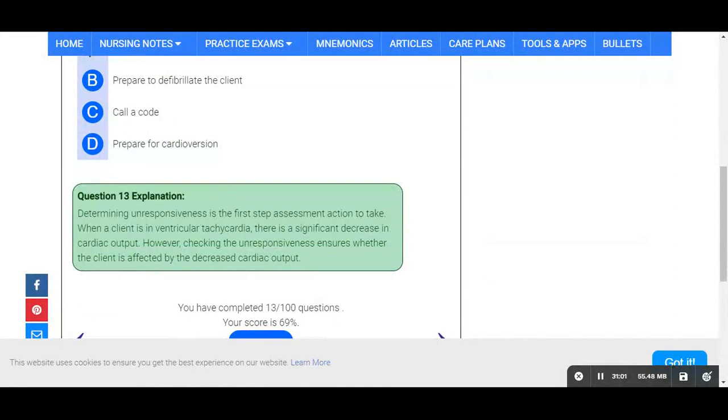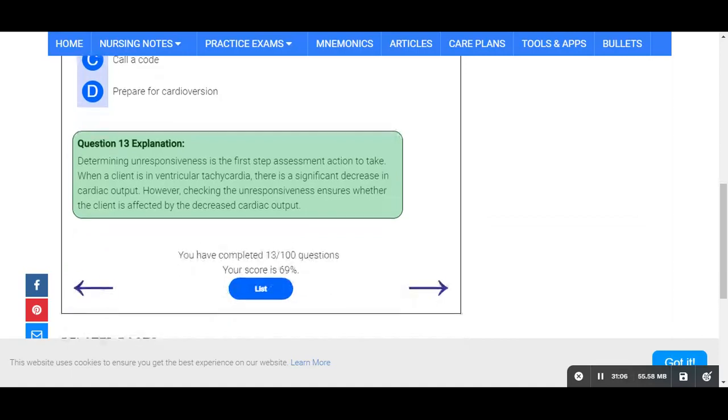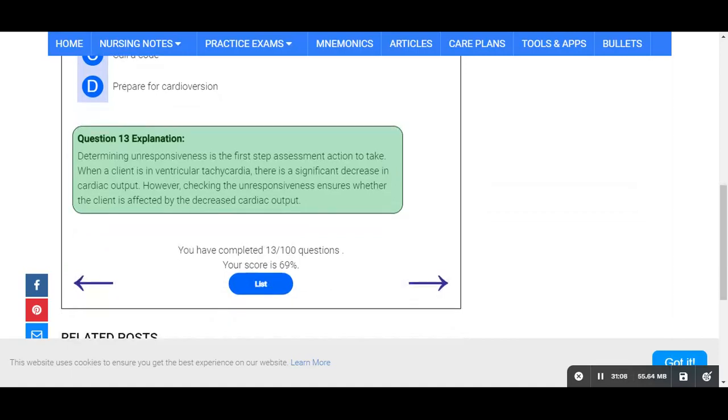When a client is in ventricular tachycardia, there is a significant decrease in cardiac output. However, checking the unresponsiveness ensures whether the client is affected by the decreased cardiac output.